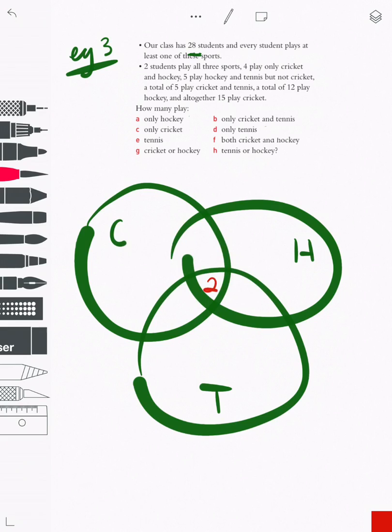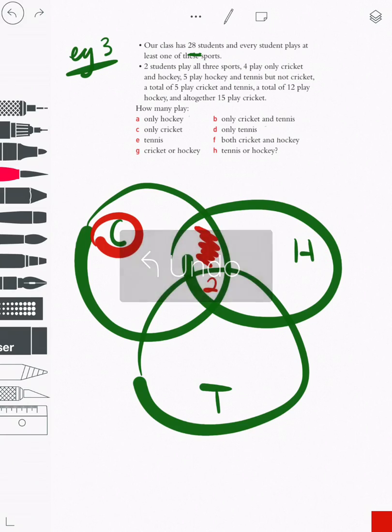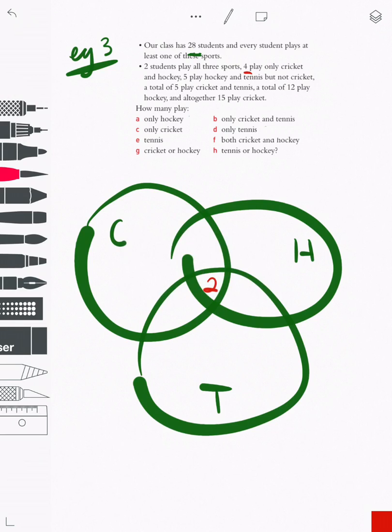4 people play only cricket and hockey. The only cricket and hockey section is the one over there, because it crosses over both the cricket and the hockey section. So we can put 4 there. 5 play hockey and tennis. The hockey and tennis section is that one there, so we can put a 5 there. And a total of 5 play cricket and tennis, and the cricket and tennis section is there, so we can put a 5 there as well.